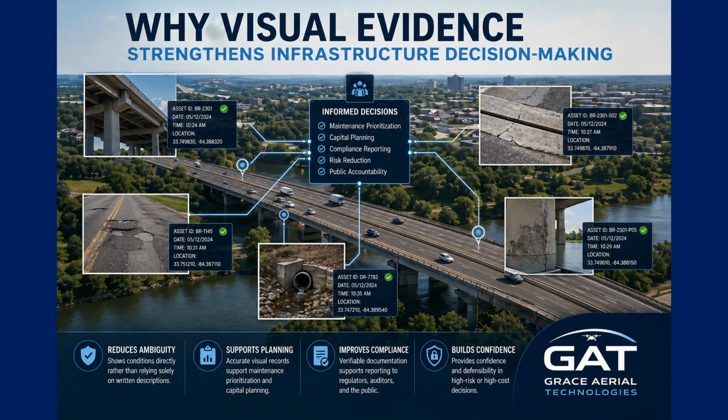And so you have to think about why visual evidence matters to agencies. Public agencies are frequently required to justify decisions to internal leadership, auditors, regulators, and to the public. Visual evidence reduces ambiguity by showing conditions directly rather than relying on written descriptions. So accurate visual records support maintenance prioritization, capital planning, and compliance reporting. In high-risk or high-cost decisions, visual documentation provides confidence and defensibility.